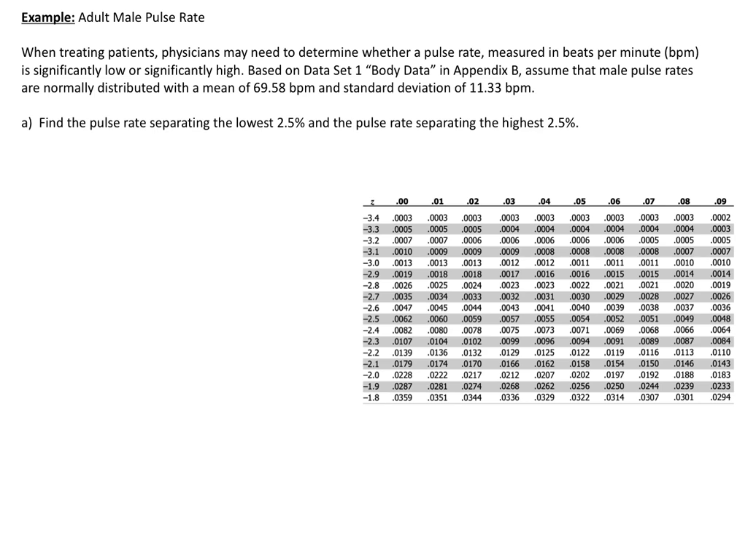In this problem, we're looking at adult male pulse rates, and we're told that adult male pulse rates are normally distributed with a mean value of 69.58 beats per minute and a standard deviation of 11.33 beats per minute. So I typically tell my students that anytime you know that you have data that's normally distributed, go ahead and write down the mean value using the correct notation mu, and then write down the standard deviation value with the correct notation sigma, and make a sketch of a bell-shaped curve.